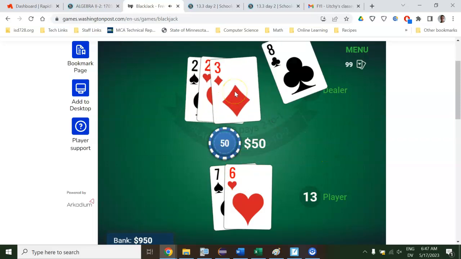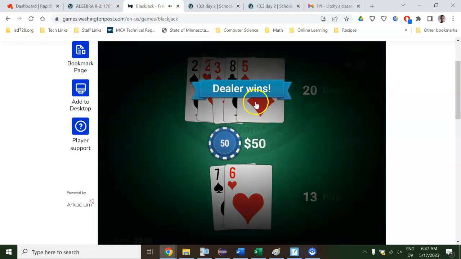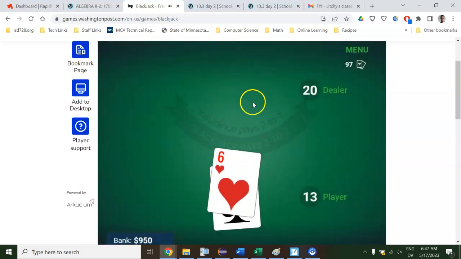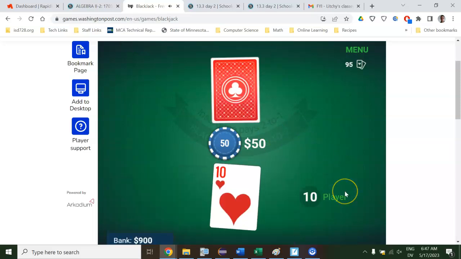Okay, so they got 4. They got 7, 15, 20. I'll say they beat me. Okay, so notice there they had to hit on the 15, even though they had 15 and I only had 13. They had to hit again, but they got the 20, so they beat me. Okay, sorry that went kind of fast.